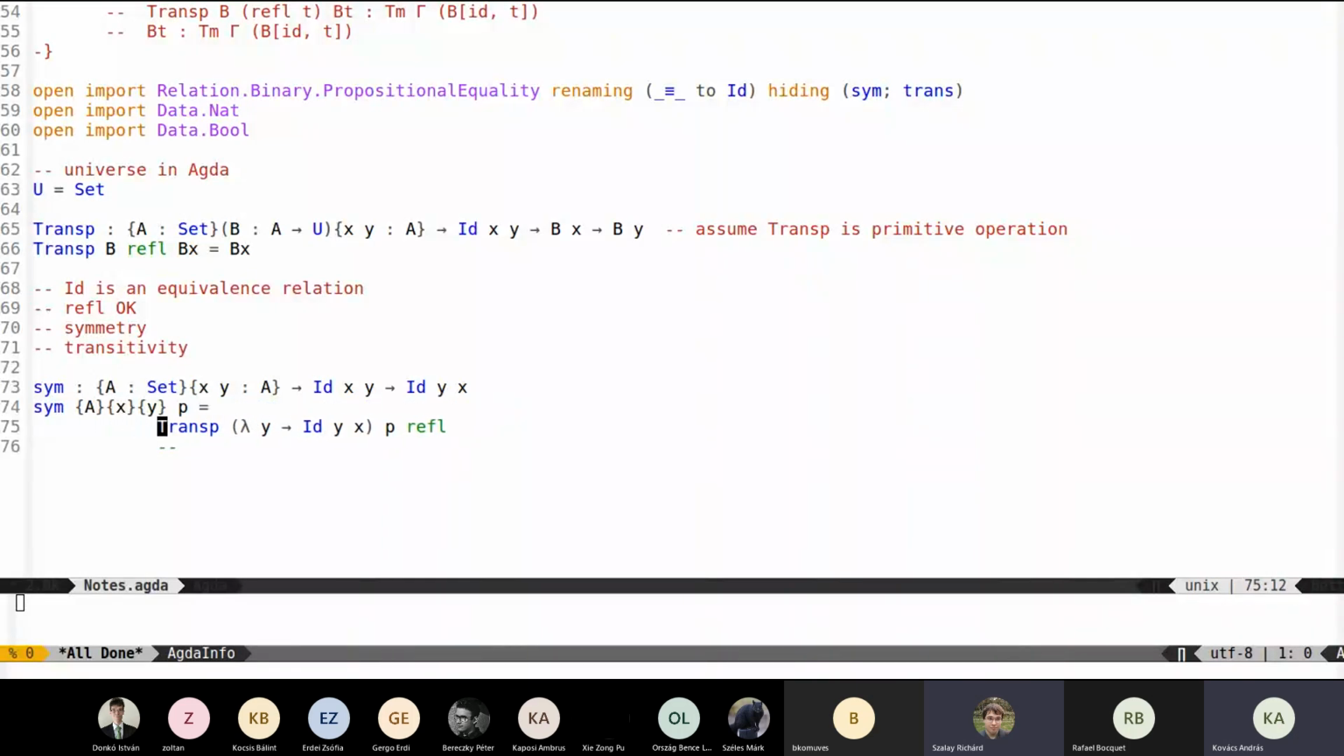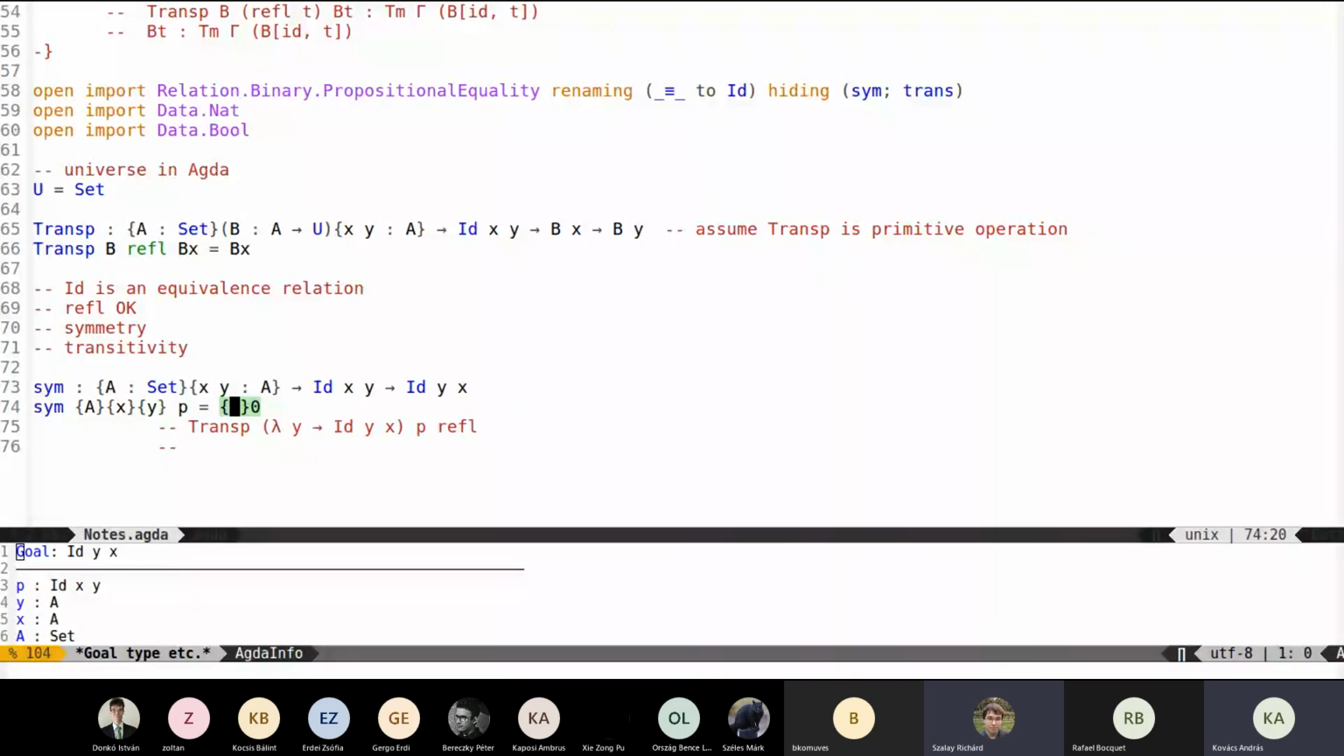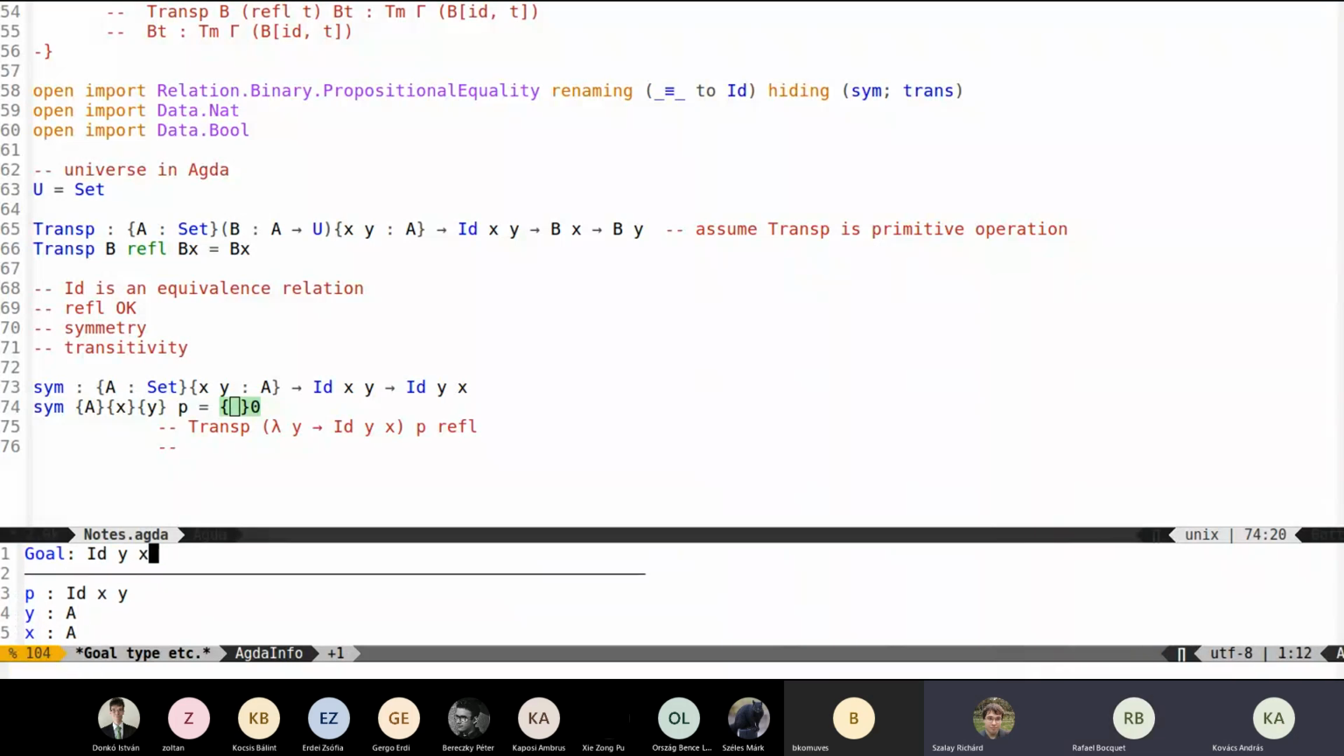So let's break it down a bit. Here I want to prove... Agda tells me that the goal is id y x, and I have a proof that x is equal to y. In general, the way of using transport is that if I have an equality proof, then it lets me rewrite in the goal type something from right to left. So transport by p allows me to rewrite this goal along an equality from right to left, so I can rewrite a y to some x.